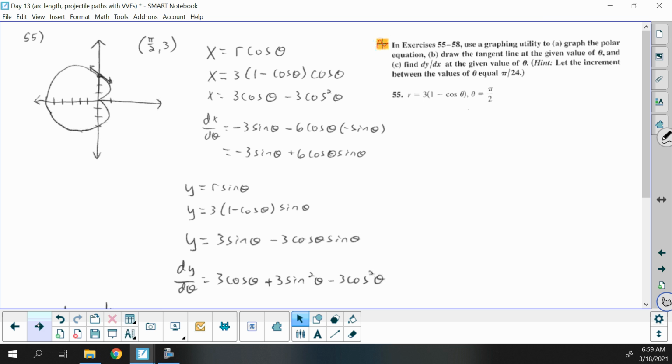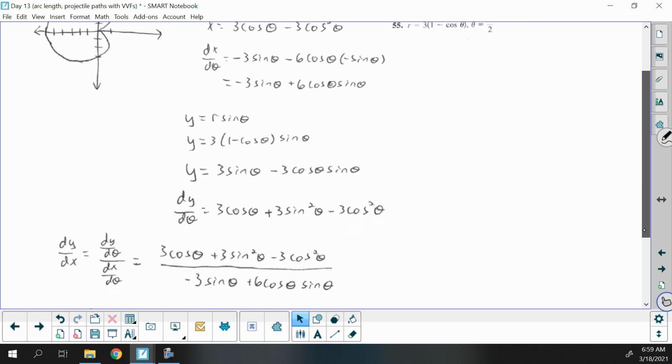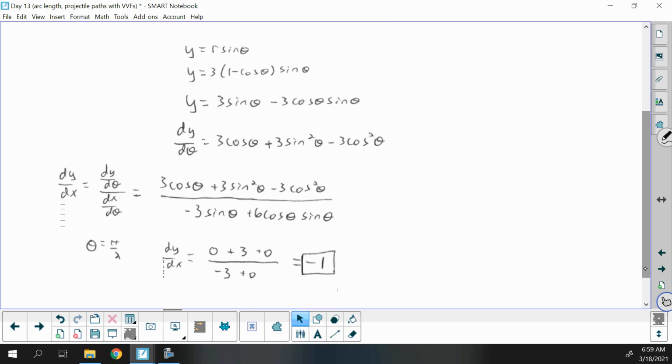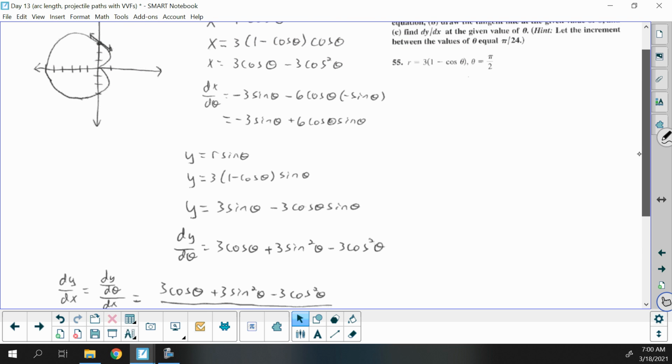In the textbook one, remember x is really r cos theta, so fill in your 3 times 1 minus cos theta for r. Do your dx d theta, and then do a similar thing for y to get your dy d theta. And then our derivative is dy d theta over dx d theta. So you can put those together. That's what I have in that second last line. Then we want to evaluate at pi over 2. So if you put pi over 2 in, you get negative 1. And the picture was up there, and that's the tangent line sketched in at pi over 2.